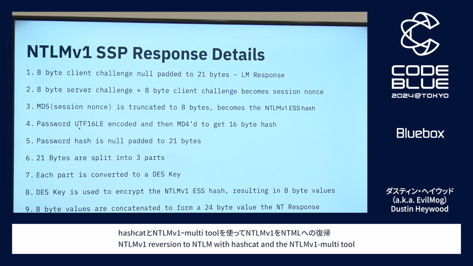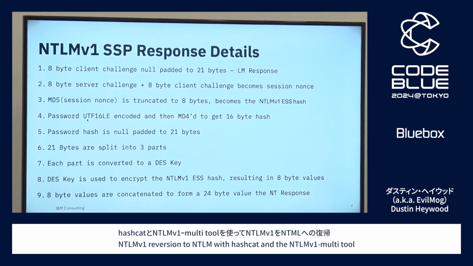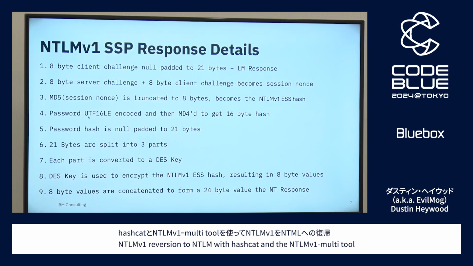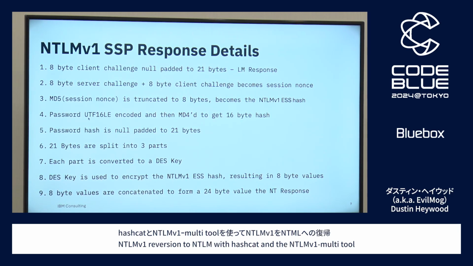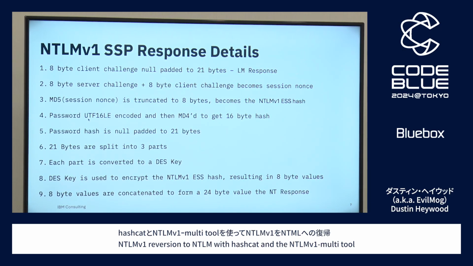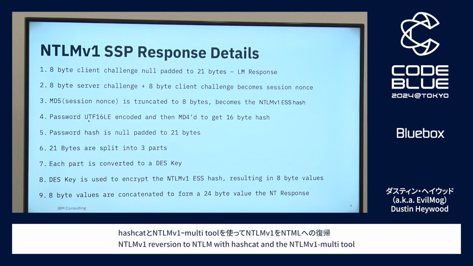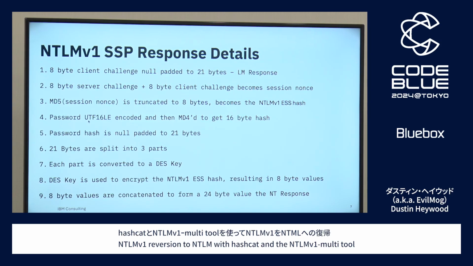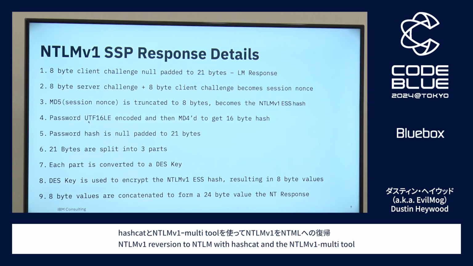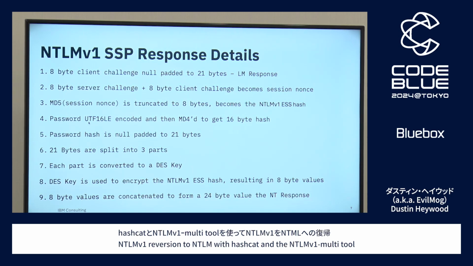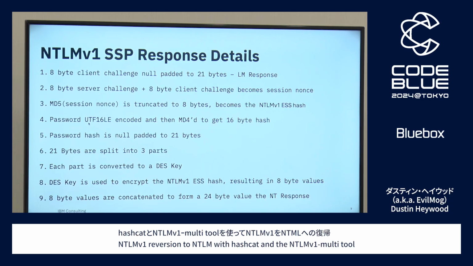The important part is how this response is generated. So that 8-byte client challenge gets null padded out to about 21 bytes. This forms the LM response, which I'll show you in the next slide. The 8-byte server challenge and then the 8-byte client challenge get combined together to basically form a session nonce. You then take an MD5 of that session nonce and you slice it at 8 bytes. This becomes the NTLM version 1 ESS hash. And yes, I know this is dry. You'll see in a second when it becomes undry, but this is very, very dry.